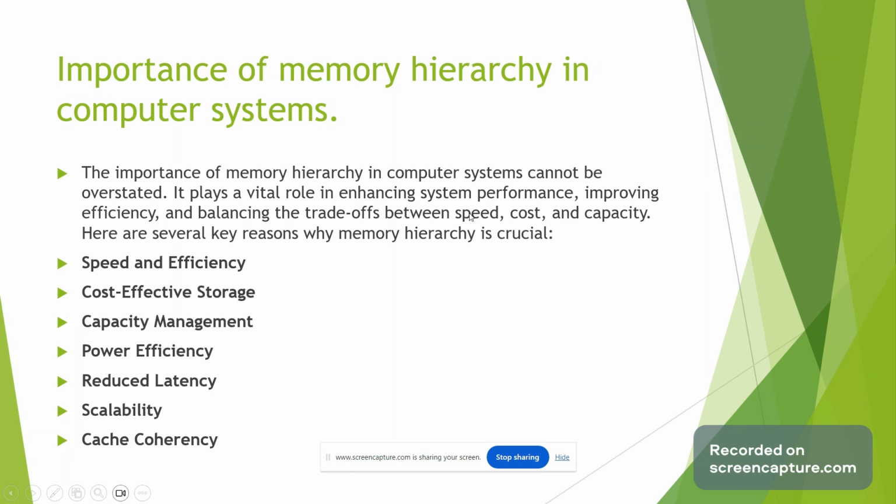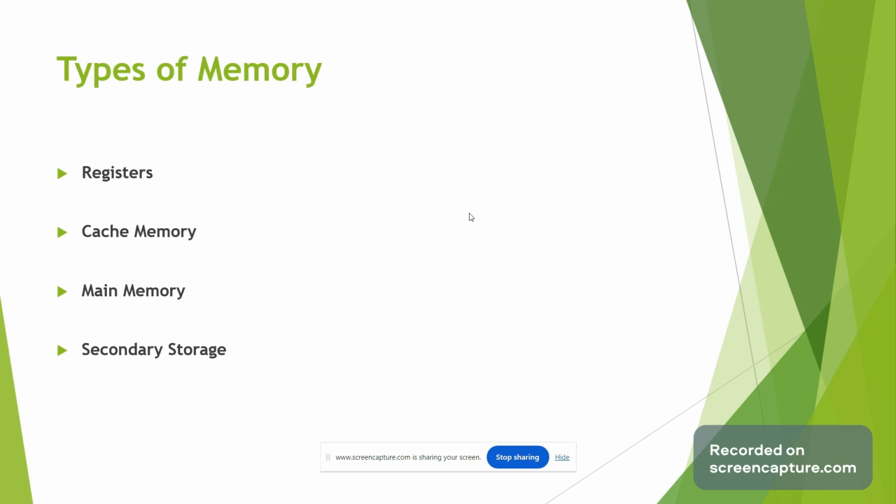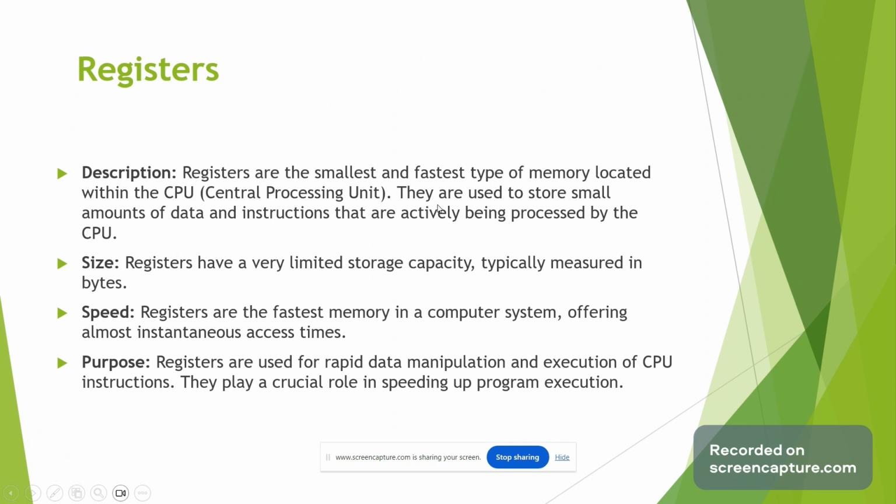Now let's move to the next steps. What are the types of memories? Well, if you look for types of memories, there are four types mainly: register, cache memory, main memory, and secondary storage. Let's look at register.